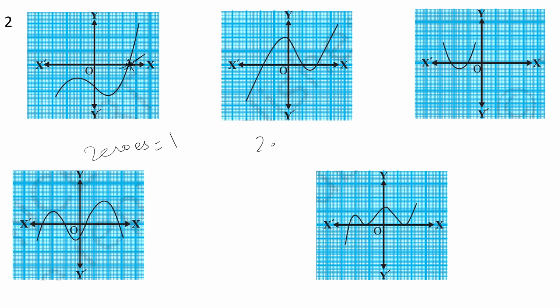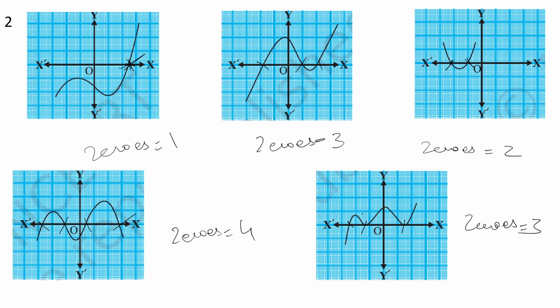This graph cuts the x-axis at 3 points, 1, 2, 3, so the number of zeros is 3. And this graph cuts the x-axis at 2 points, so the number of zeros is 2. Likewise, this graph cuts the x-axis at 4 points, so the number of zeros is 4. And this graph cuts the x-axis at 1, 2, 3 points, so the number of zeros is 3.